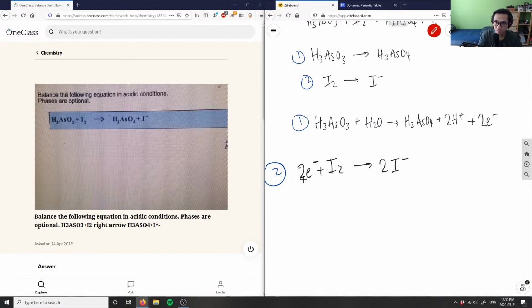So the 2 electrons can go away from this side, and the 2 electrons can go out from this side. And I believe that is it for that half reaction. So what we could do here is rewrite our balanced chemical equation.